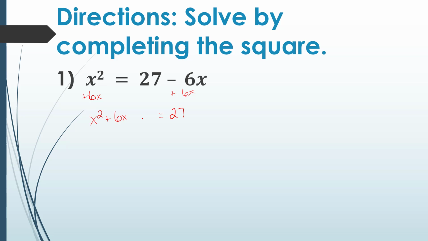Well, what value of c makes a perfect trinomial? Half of b squared. Half of b is 3. Squared is 9. So we have added 9 to the left side of the equation. We must add 9 to the right side of the equation. I haven't really changed the value of this equation. We've just rearranged some numbers and added 9 to both sides to keep it balanced.